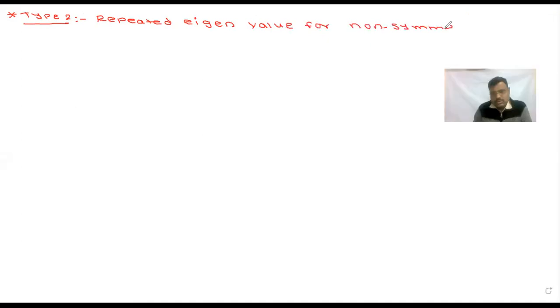Type 2: repeated eigenvalue for non-symmetric matrix.